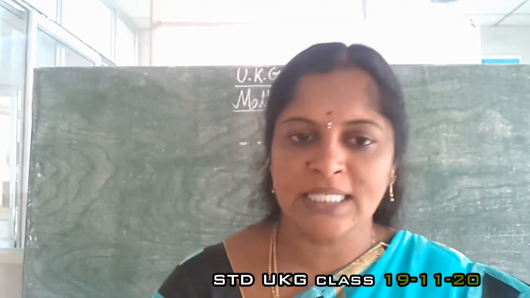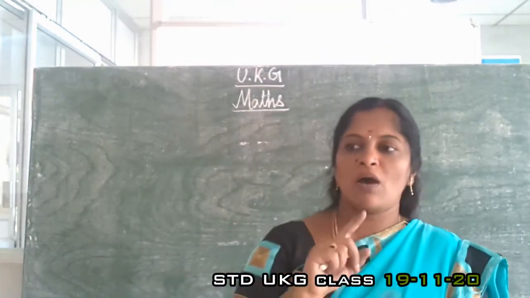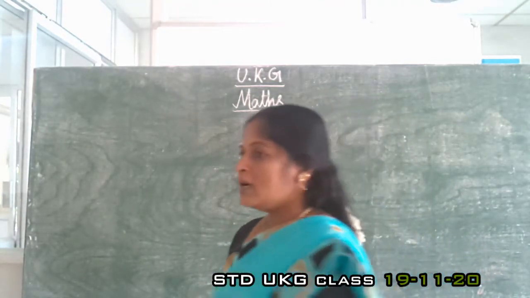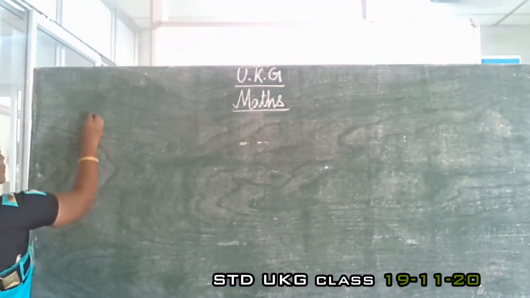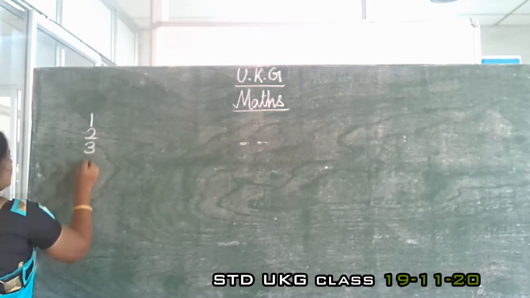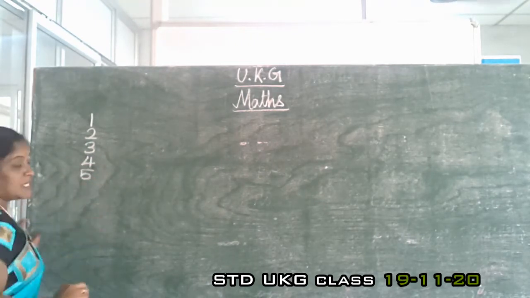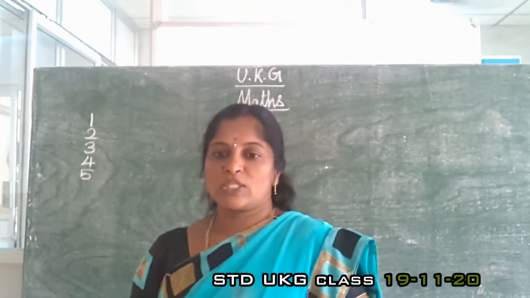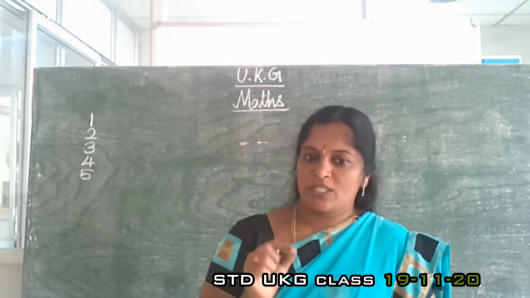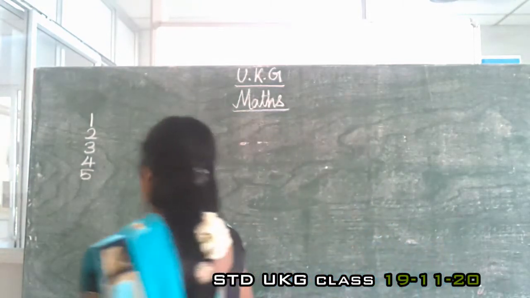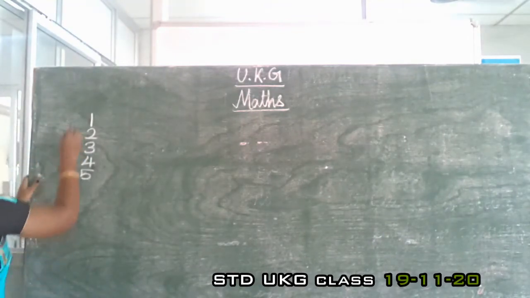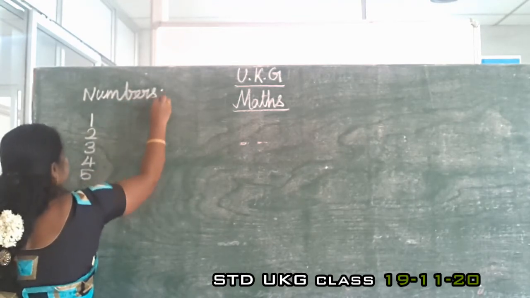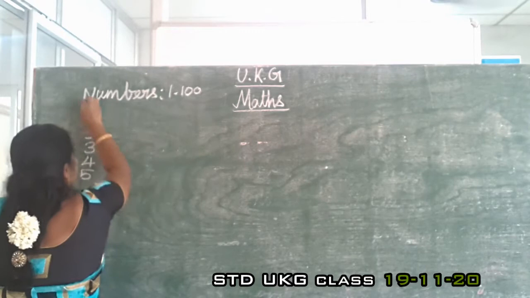Okay children. Next, shall we go to numbers? 1 to 100, after that 101 to 200. First of all, 1 to 100. All of you say 1, 2, 3, 4, 5. First of all, you take the note, read and write. Take your maths note, write and read. First numbers 1 to 100.